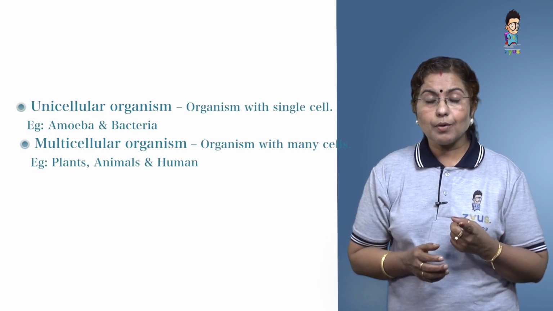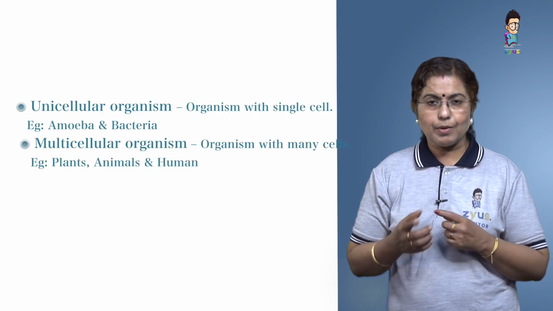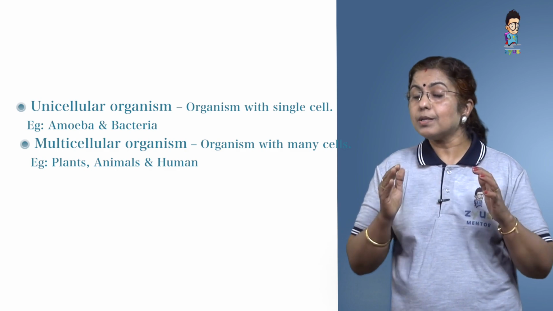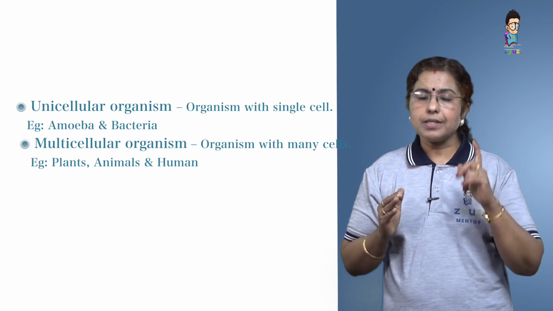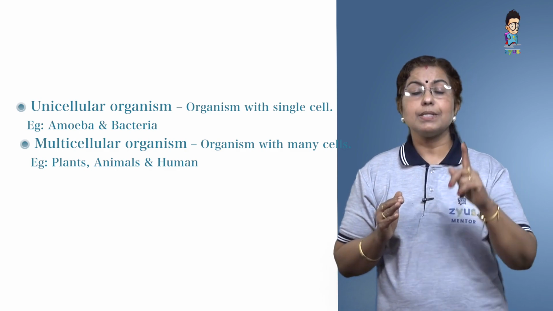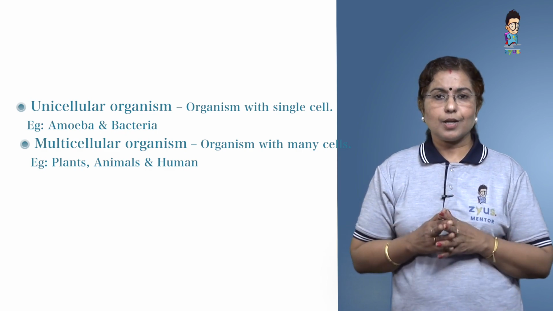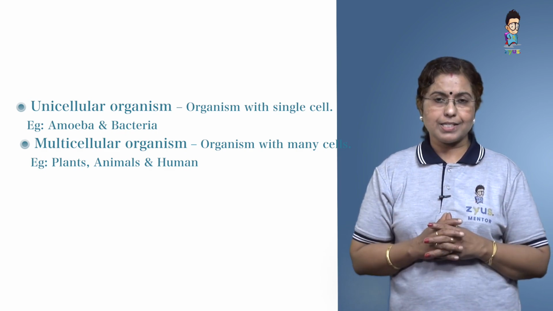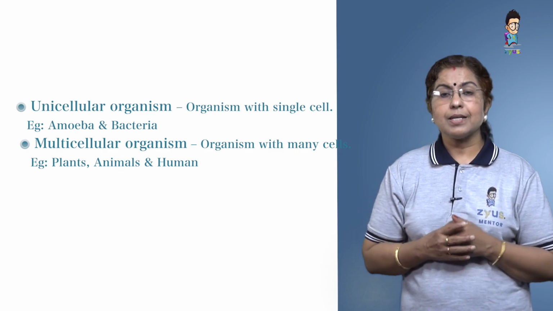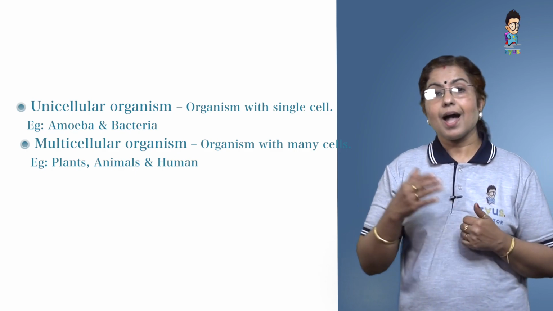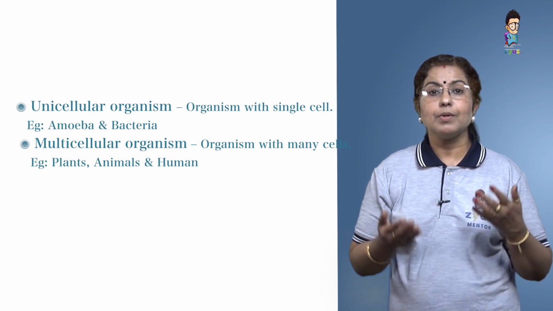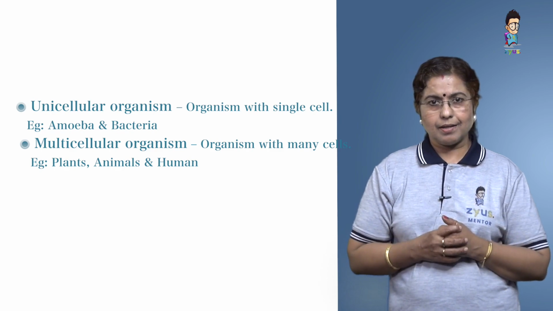Based upon the number of cells in organisms, organisms are of two types, unicellular organisms and multicellular organisms. Uni, what is the meaning of uni? Uni means single. So if the organism has a single cell in its body, it is known as a unicellular organism. The best examples are primitive organisms like amoeba, paramecium, chlamydomonas, etc.